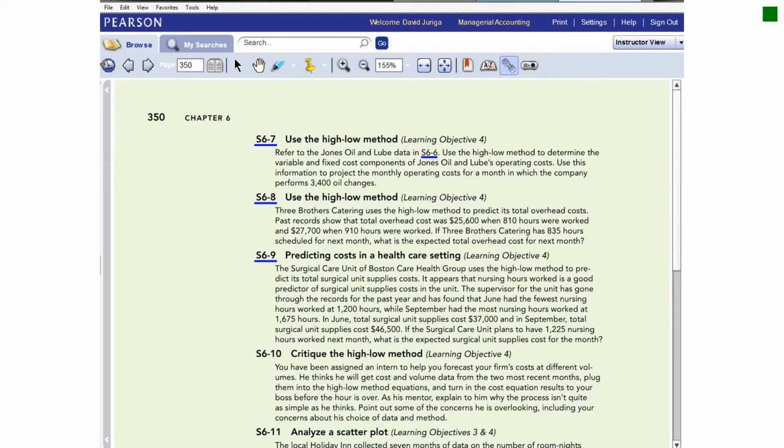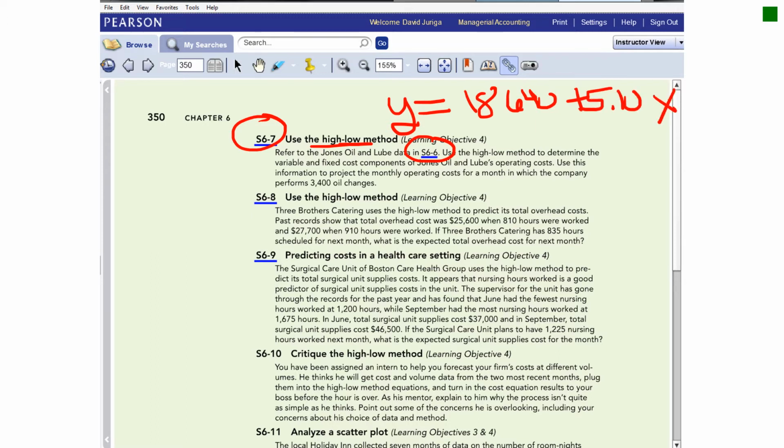So like I just mentioned, this is the exercise S6-7. I worked it out on the previous slide for you. Basically you're using the data from the previous exercise. Once you get that equation, I'm going to write it out again, which was y is equal to your fixed cost of 18,640 plus 5.10x. You just have to plug in this $3,400 in for x, and that'll give you your total expected cost.